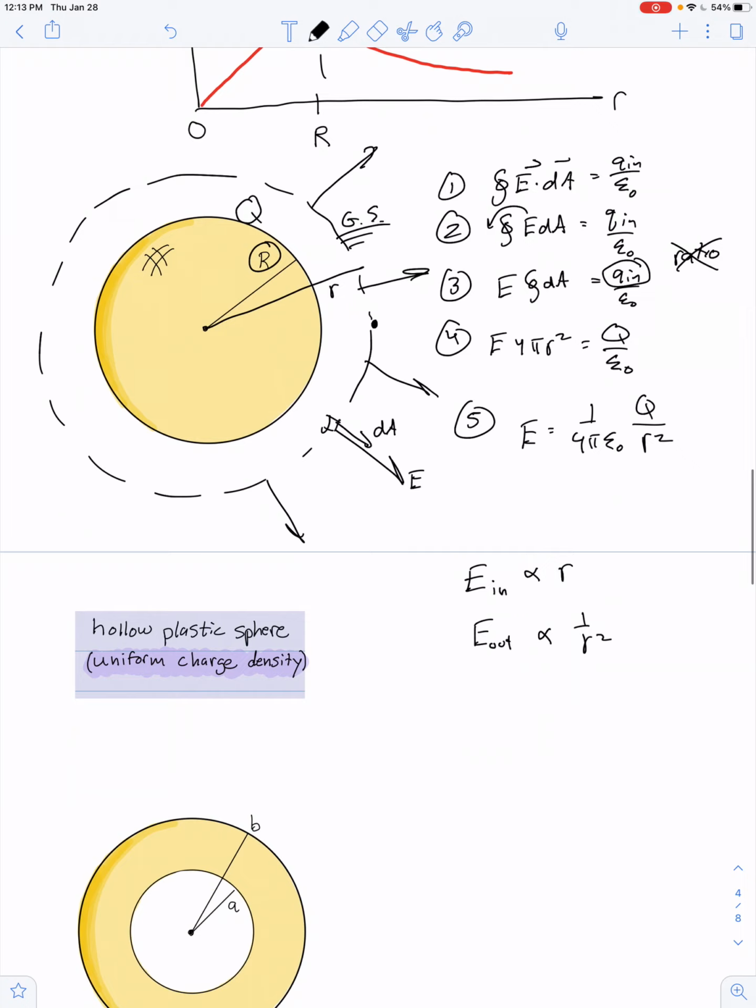By the way, you notice this is the same result we get for the electric field at points outside of a charged conductor. Once you're at points outside, it doesn't matter whether the charge is conducting or insulating. But when it comes to the electric field at points inside, definitely makes a difference.